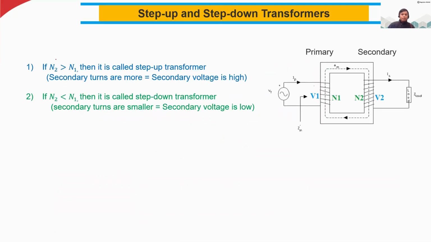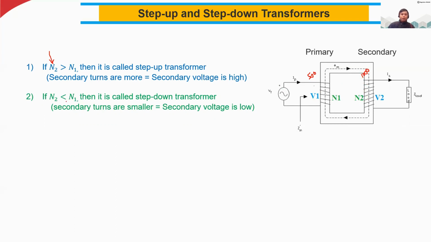And as I said, you can step up or step down the voltages on the secondary side by varying this N2 value. It means you can increase or decrease the number of turns in the secondary winding. If N2 is greater than N1, then it's called a step up transformer. For example, we have 500 turns here and 1000 turns here. So you can get more induced EMF on this side, so you are stepping up the voltage.